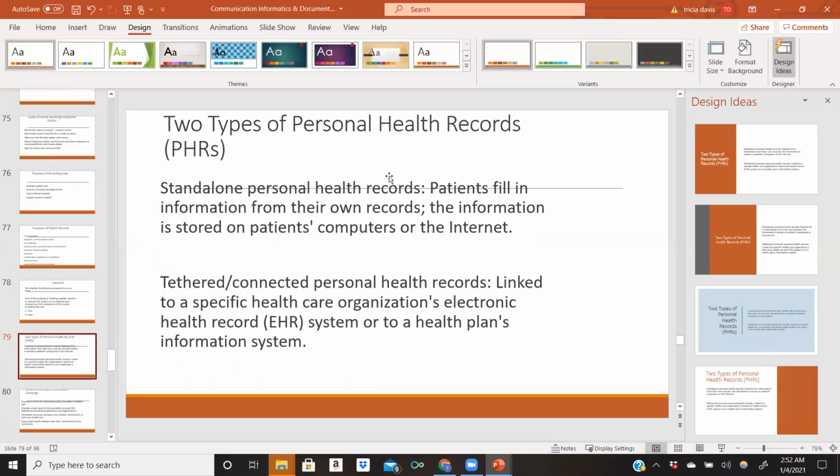There are two types of personal health records. You have a standalone personal health record, where the patient fills in information from their own records. This information is stored on a patient's computer or the internet. And then you have a tethered, connected personal health record, which is linked to a specific healthcare organization. It gets linked to their electronic health record system or to a health plan's information system.